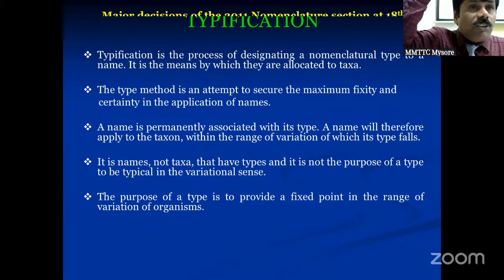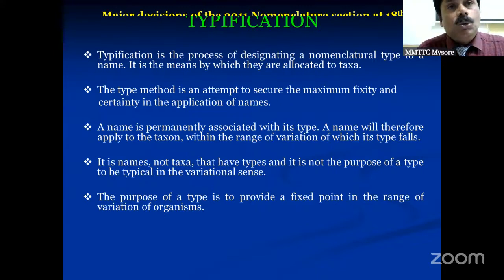That is a cumulative record which we have in the school, even if you lose the duplicate mass card. This is what it is: names, not taxa. The taxon will remain the same; the names change according to convenience. It is not the purpose of a type to be typical in the variation sense. The purpose of a type is to provide a fixed point in the range of variation of the organism.